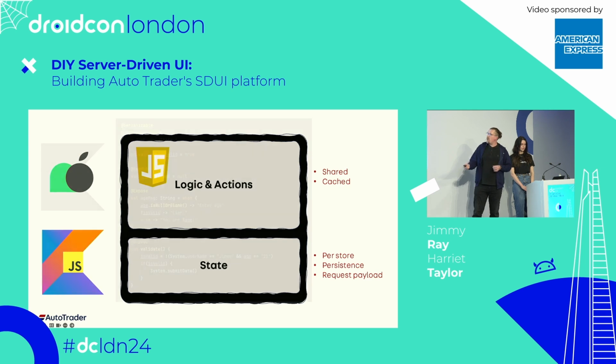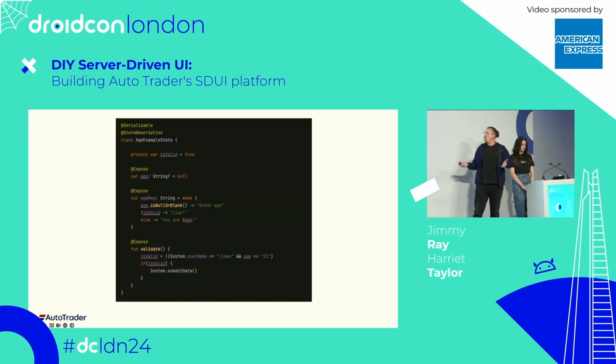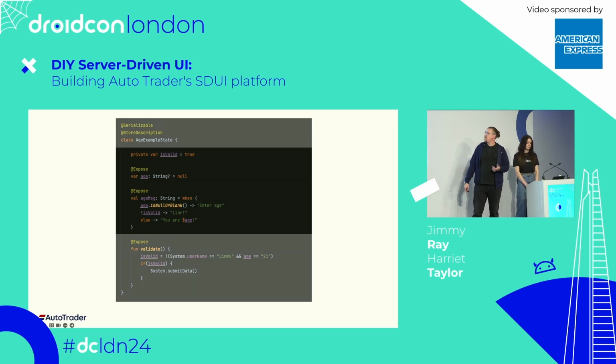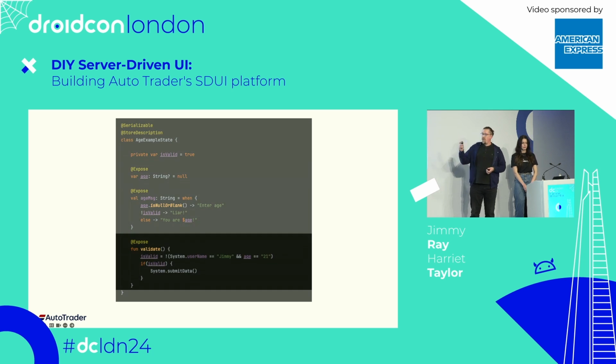To declare a store, we'll make a store description like this. As you can see, it's all just normal Kotlin. We have some annotations, so expose will say, this is something that we want to expose up to the store DSL. Vals and vars come out as properties, as state. Functions come out as actions. So we'll have a validate function on this, and we'll have an age message, an age field.